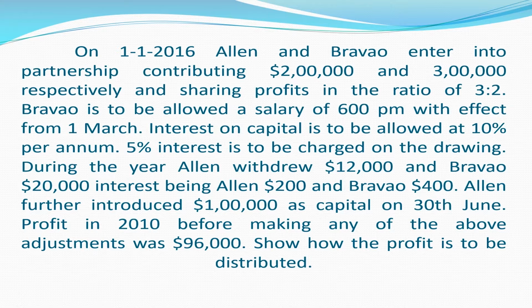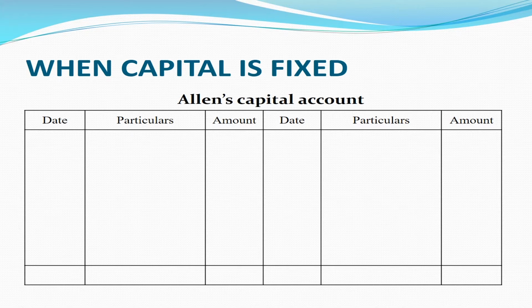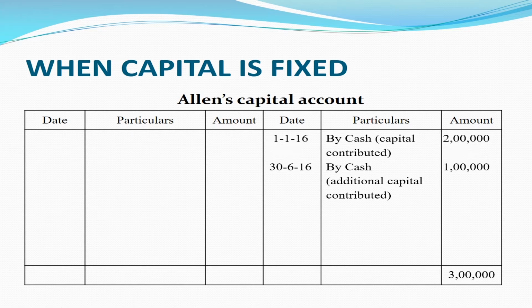Now moving to the solution, when capital is fixed, we are supposed to make two accounts, one for Allen and another one for Bravo. Starting with Allen's capital account, it will start with by cash account 2 lakh, that is capital contributed by him. And on 30th of June, he again contributed additional capital, that is $1 lakh. Now, on the to side, we write 31st of December 2016, to balance carried down $3 lakh.